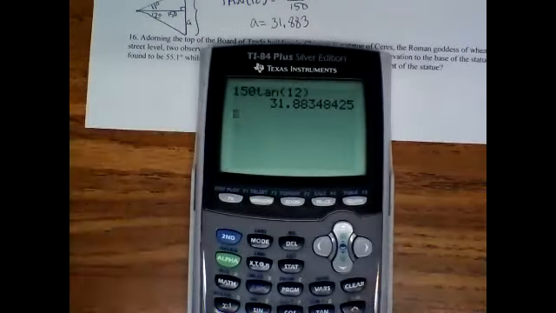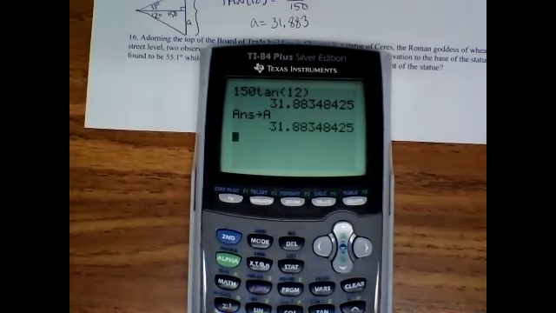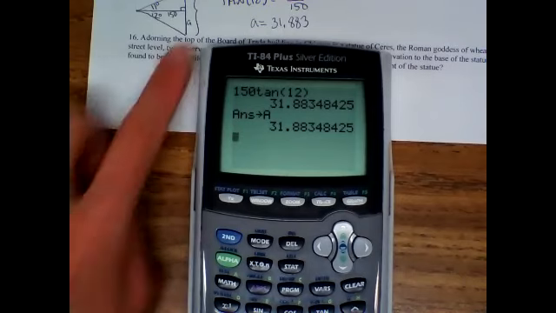How do I store that? What buttons am I going to hit? Because we have to copy paste. What am I going to hit to store it? Good. Store alpha A. Enter. If you don't hit enter, it won't actually do it. So store alpha A, enter. All right, that gives us that part.